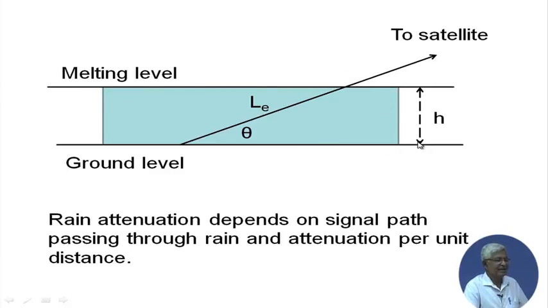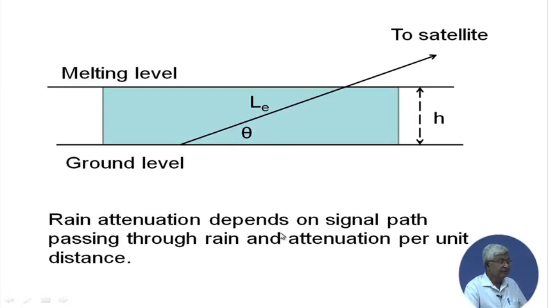In the ideal case, let us take that at a height h the melting level is occurring, and from the ground level a signal is being sent to the satellite at an elevation angle theta. It is not the direct vertical height, it is how much length the signal is passing through this water, and this blue area is rain. Let us assume it is fully covered by the rain. It may happen that only part of the signal is passing through rain, and the rest is not. Those are different cases. I am taking the simple case where it is a stratiform rain.